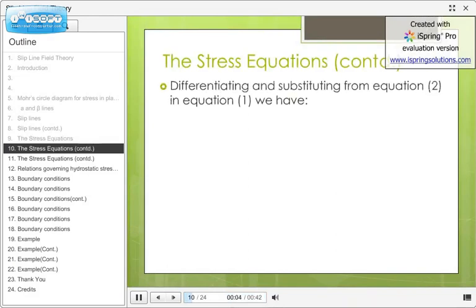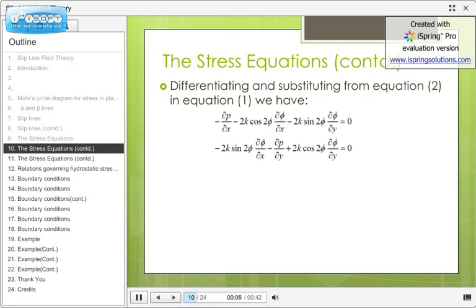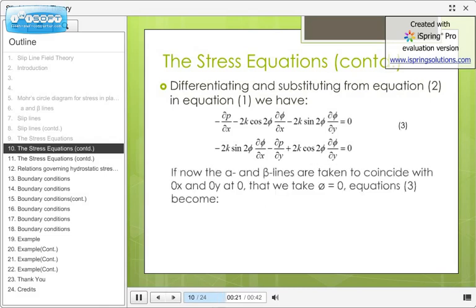Differentiating and substituting from equation 2 in equation 1, we have the following equation. If now the alpha and beta lines are taken to coincide with 0x and 0y at 0, that is, we take phi equals 0, equation 3 becomes minus dp by dx minus 2k d phi by dx equals 0 and minus dp by dy plus 2k d phi by dy equals 0.